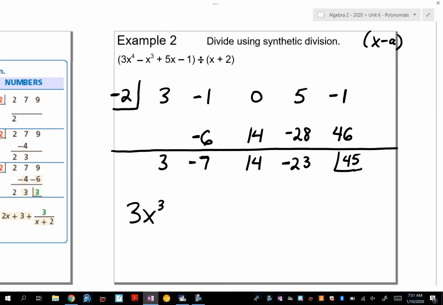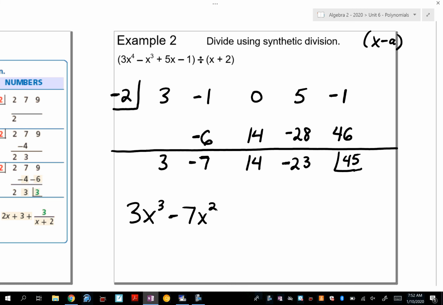Okay, the key thing is, what did the dividend start with for its power? To the fourth power. What is my answer going to start with? 1 degree less. And that hopefully makes sense because we're taking this and dividing it by x to the first power. When you divide by x to the first power, you're subtracting 1 from the degree. Okay, let's keep going. You see the minus 7? So I'm going to write minus 7x squared.